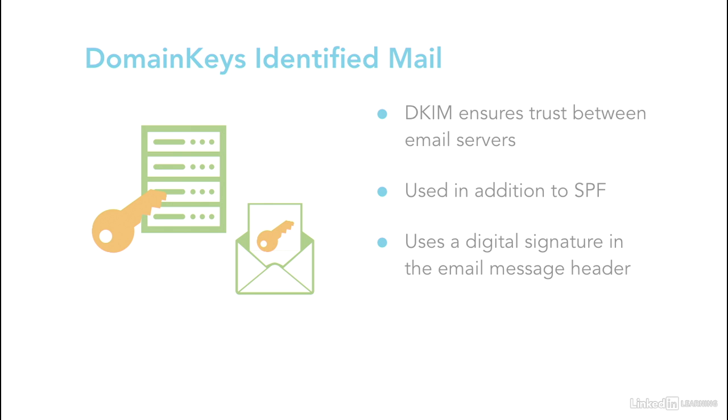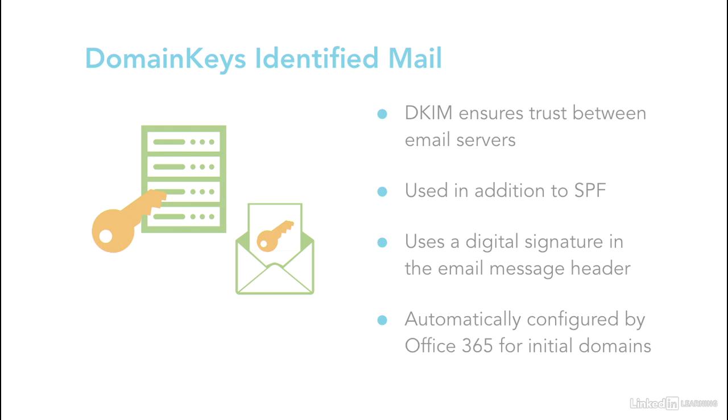You then publish your public key in your DNS records, and the receiving email systems use the digital signature to check that the email is from your verified source. This might sound difficult to configure, but thankfully Office 365 automatically sets up DKIM for the initial domains using a default policy, but you can configure DKIM for your custom domains.